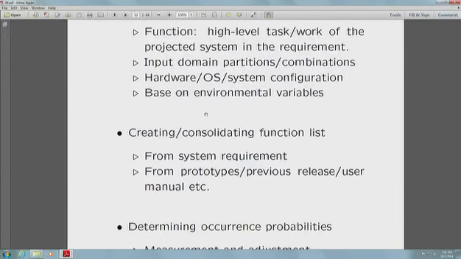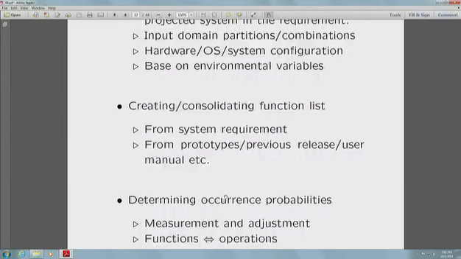You can look at it from the system requirements, the prototypes, the previous releases, the user manuals, and so on, and try to measure their high-level functions and get their profile. Of course, when you do the measurement, you are measuring one thing at a time, not everything. That's why after you do the measurement, you get your individual functional profile. But when you look at the individual functional profile for different operational modes, then you really get your comprehensive profile.